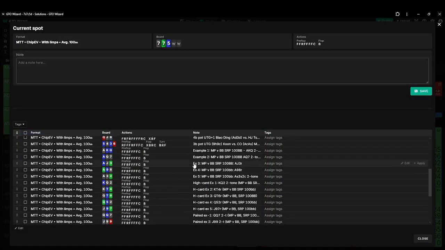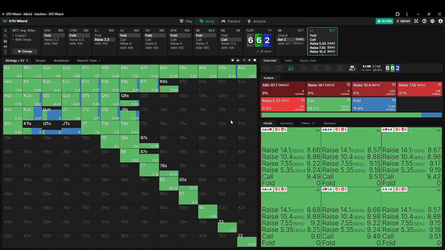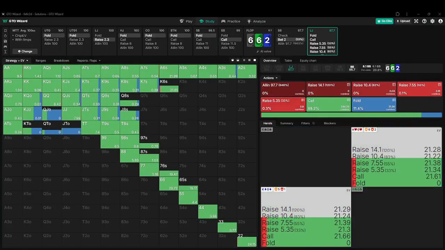the next paired board that we have here. With paired boards, I notice a lot of people don't really size correctly on them, but that's a topic for another time. So on this one here, 662, it's interesting.